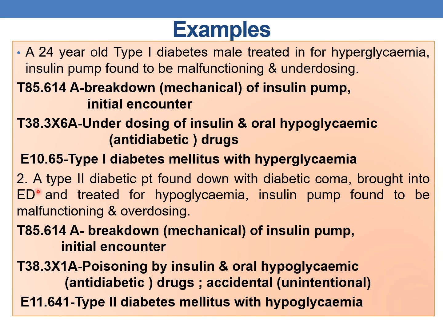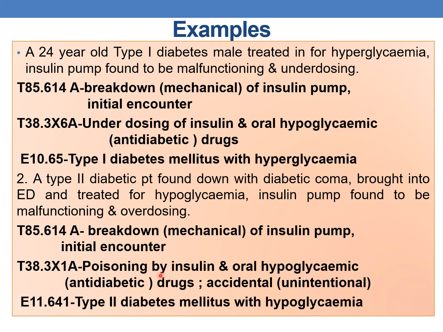Now let us see one more example. A type 2 diabetic patient found down with diabetic coma, brought into ED and treated for hypoglycemia. Here it is hypoglycemia. Insulin pump was found to be malfunctioning and overdosing. Here overdosing caused hypoglycemia. So the first code is the same, T85.614A, mechanical breakdown of insulin pump, initial encounter. Because of overdosing, you need to code the poisoning code.